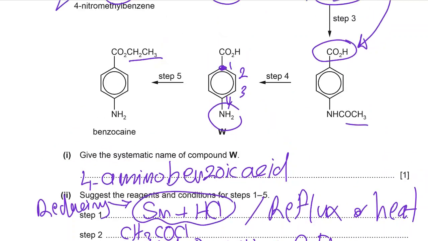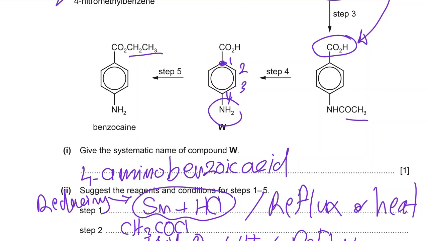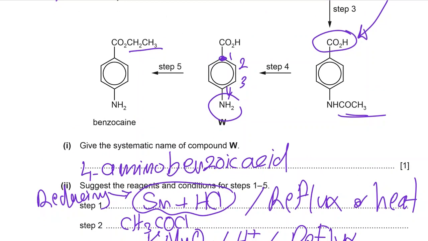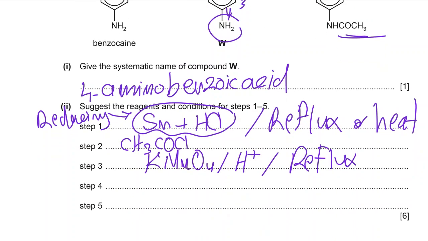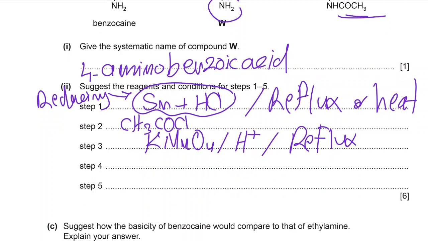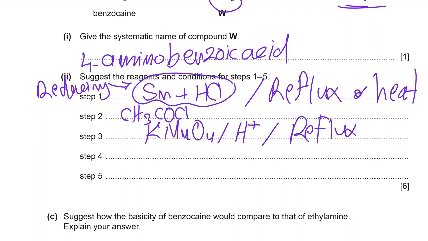In step 4, you have removed this acyl group. So removing the acyl group to give the amino group, that means here you have used hydrolysis in the acidic medium. So that means HCl solution for hydrolysis, and you need to heat.